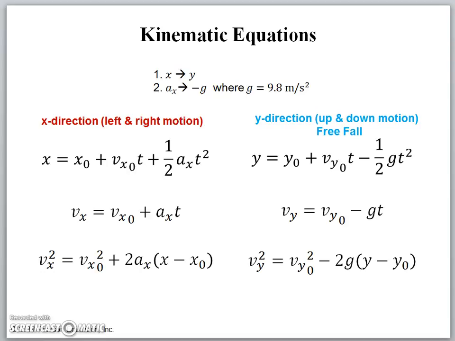There are two changes to make when using kinematic equations for free fall. The first change is to replace all x variables with the y variable to indicate that motion is up and down. Second, replace the acceleration in the x direction with negative g. The variable g stands for gravity, which is the value of 9.8 meters per second squared. When solving a motion problem, keep these equations nearby.